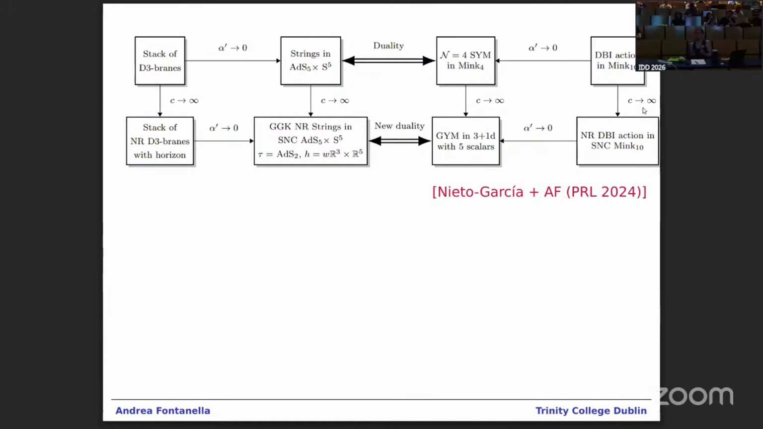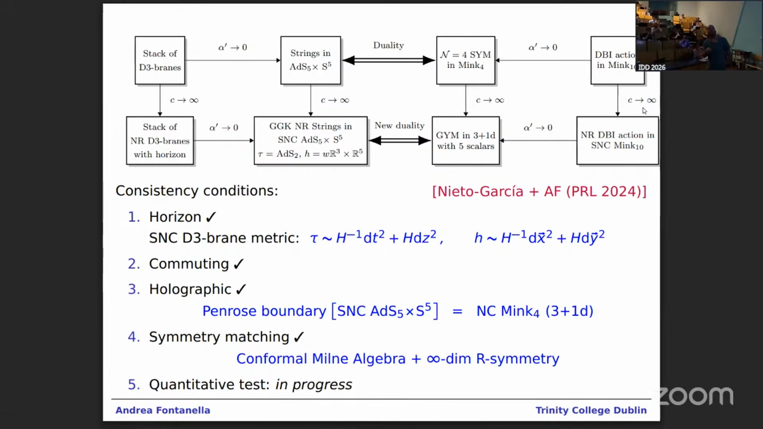Okay, so basically that's the limit, and then the question was how can we fill the other boxes in this duality, of course making sure that the axioms are satisfied. So here we found that you should have a stack of non-relativistic D3 branes that retain a horizon, and to get such a metric, you have to do a trick where you rescale one parameter of this solution, which actually implies that the number of branes is infinite if you want to retain the horizon. Here you have a non-relativistic DBI on this string Newton-Cartan version of Minkowski, which in the low energy limit will give you a Galilean Yang-Mills in 3+1 dimensions with 5 scalars. As you know, N=4 super Yang-Mills has 6 scalars. One of them needs to be eaten up to generate Galilean Yang-Mills. And this proposal satisfies all the set of axioms that I gave you before. So it has a horizon, the limits commute, it is holographic, and there is a symmetry matching between those two proposed theories.